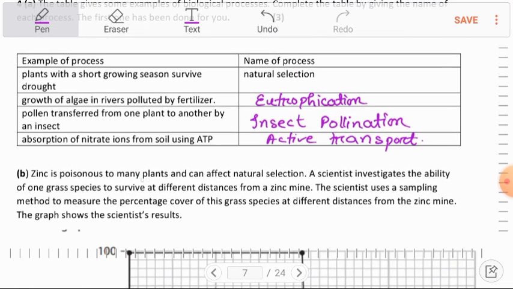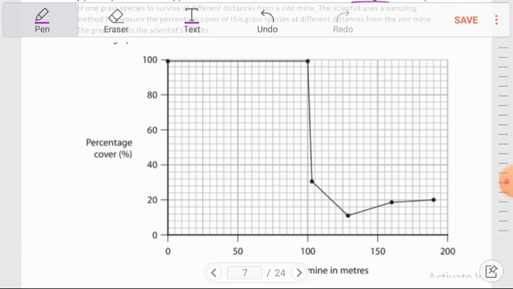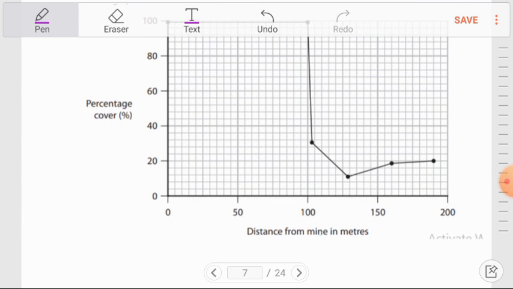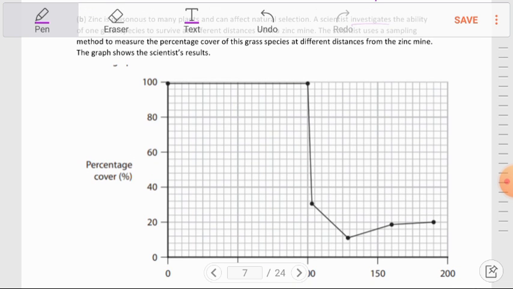Zinc is poisonous to many plants and can affect natural selection. A scientist investigates the ability of one grass species to survive at different distances from a zinc mine. The scientist uses a sampling method to measure the percentage cover of this grass species at different distances from the zinc mine. The graph shows the scientist's result. We can see that the graph has distance from mine in meters and percentage covered by the grass species.